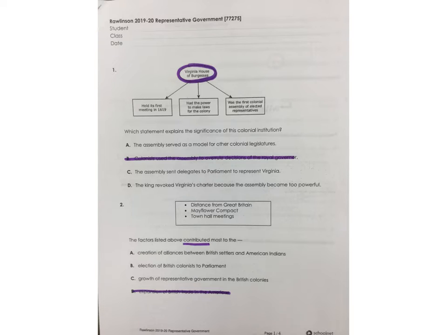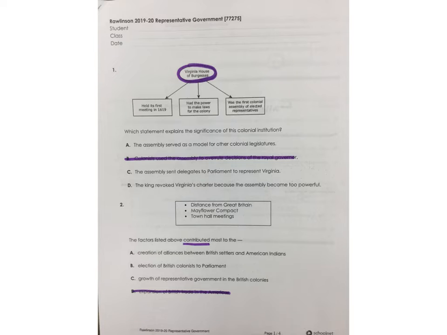A. The assembly served as a model for other colonial legislatures. C. The assembly sent delegates to Parliament to represent Virginia. Or D. The king revoked Virginia's charter because the assembly became too powerful. Number 2.